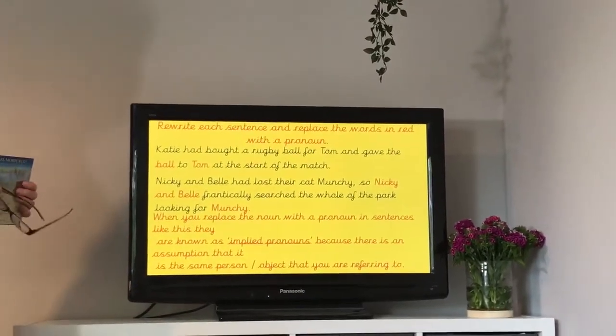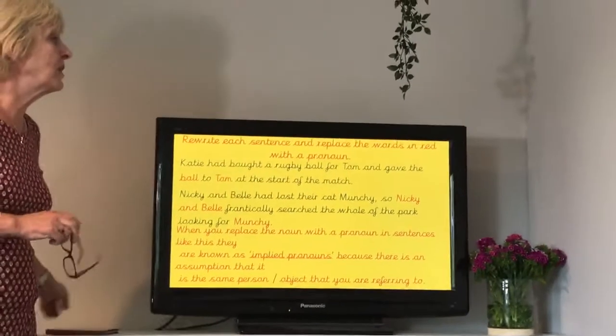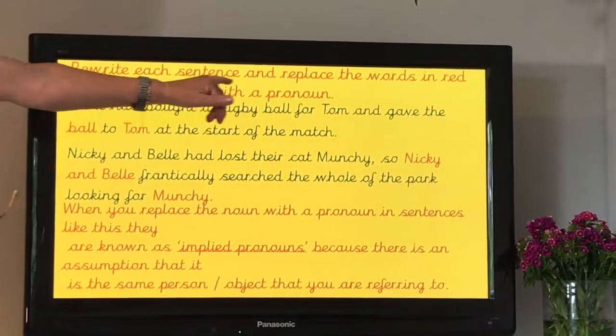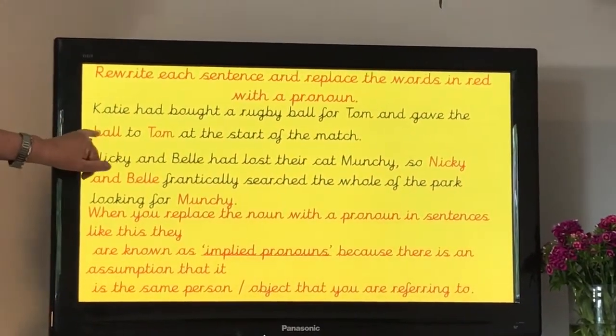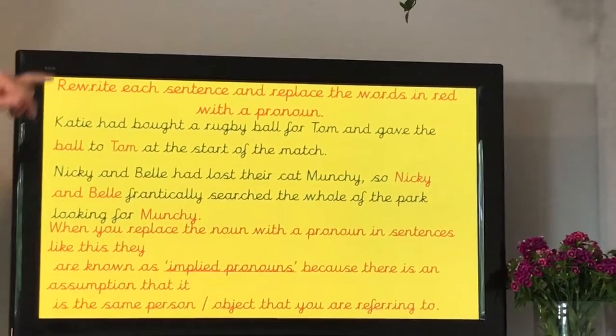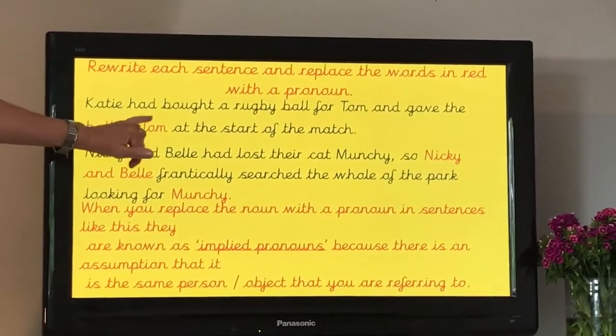Now, on here, rewrite each sentence and replace the words in red with a pronoun. So, Katie had brought a rugby ball for Tom and gave the ball to Tom at the start of the match. So you write it out, and then you replace ball and Tom.